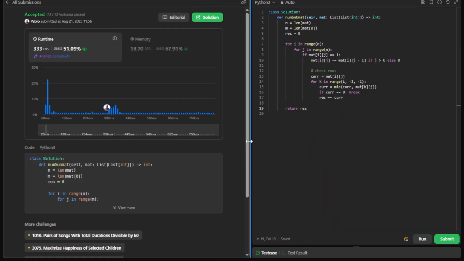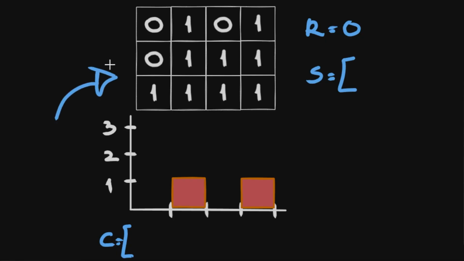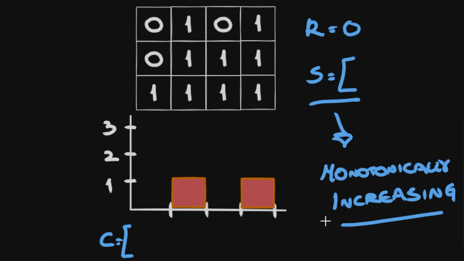As you can see, this works and it's efficient, but we can still improve this time complexity. We can go from n squared times m to n times m. So let's see the second approach. For this approach, we'll have the same input. The result is initially 0 and we have an empty stack. And more specifically, this is a monotonically increasing stack. You will see how this works in a few minutes.